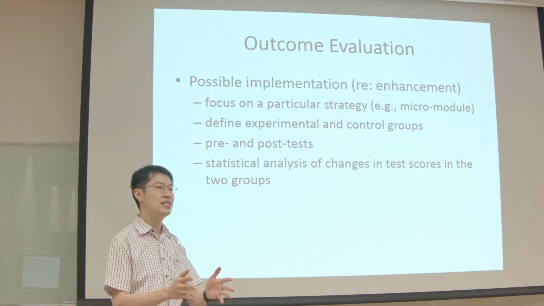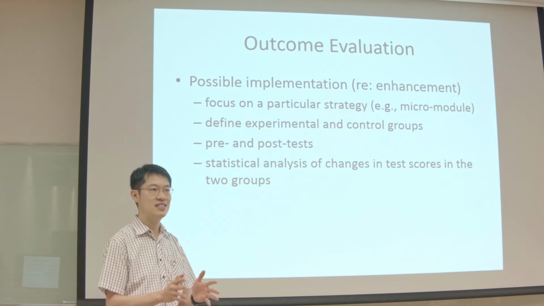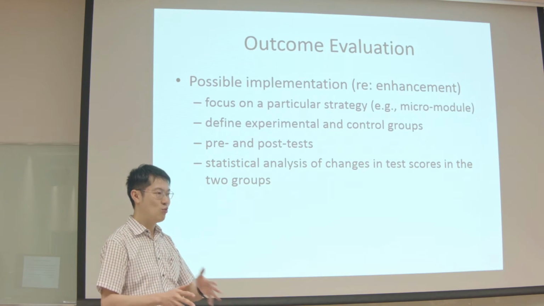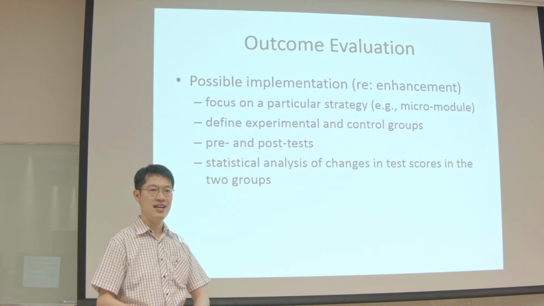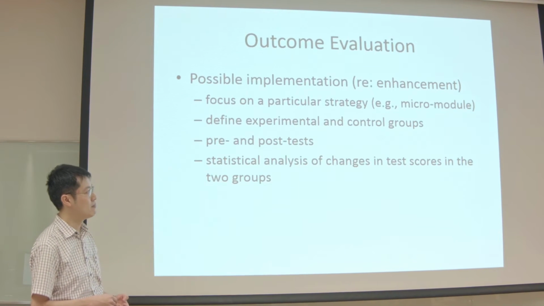identify, for example, 2 sessions that have students of similar abilities, right? So this is important, they should have similar abilities. And then one goes through the micro modules, one doesn't, okay? And then see what the outcome would be, okay? So that is one way to set it up.